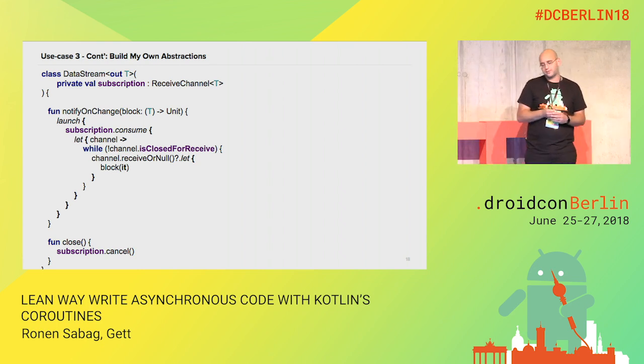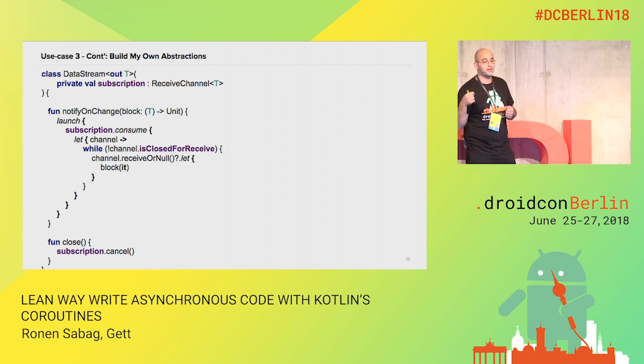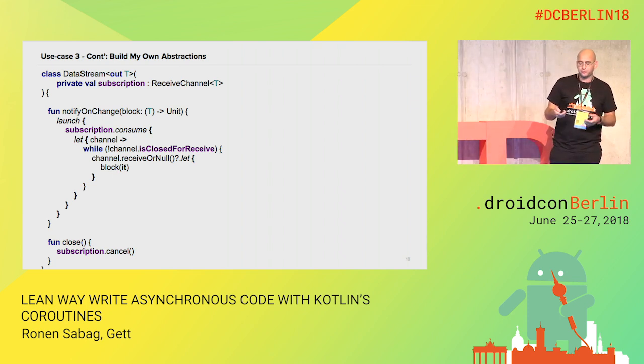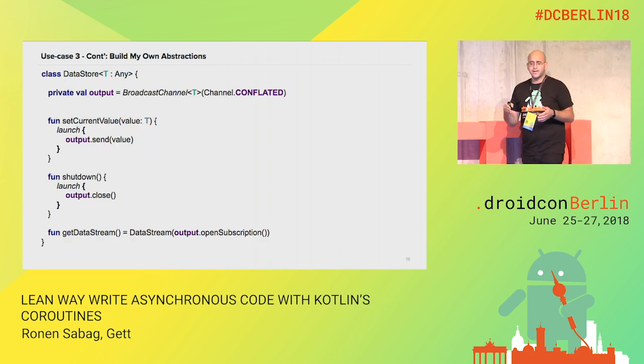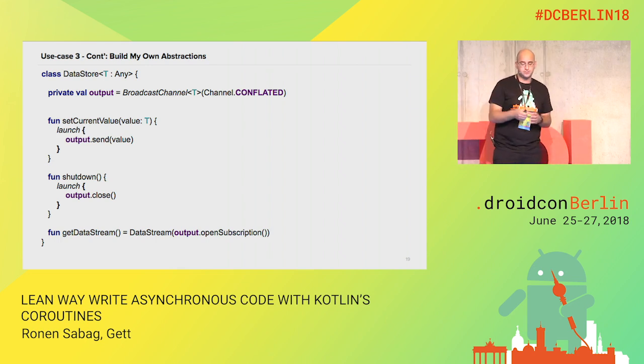One of them I call notify on change, which basically hides all the boilerplate that I had to do in order to consume values from this channel. And I'm going to have close, because if I don't want to observe any change anymore, I can just close it. With that, I can use another abstraction, which is called data store.